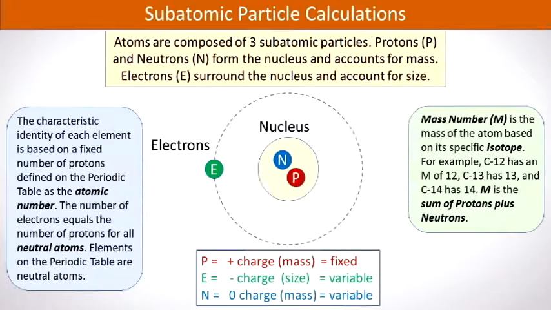Mass number, M, is the mass of the atom based upon its specific isotope. For example, C12 has a mass of 12, C13 has a mass of 13, and C14 has a mass of 14. In this presentation, mass number will be referred to as M or simply mass.